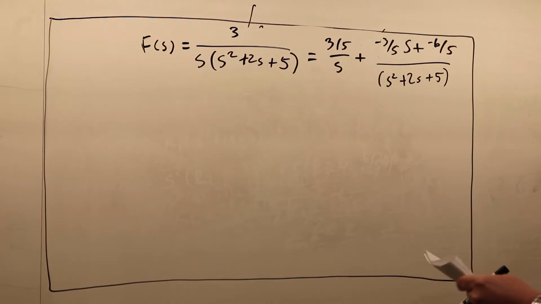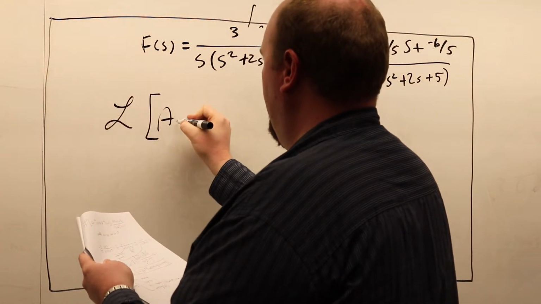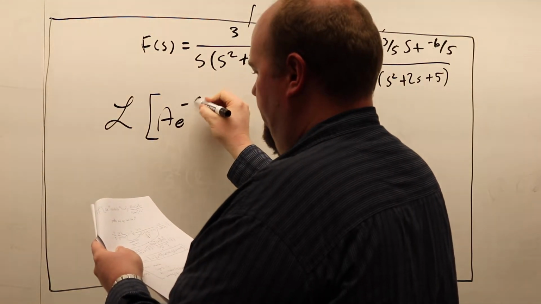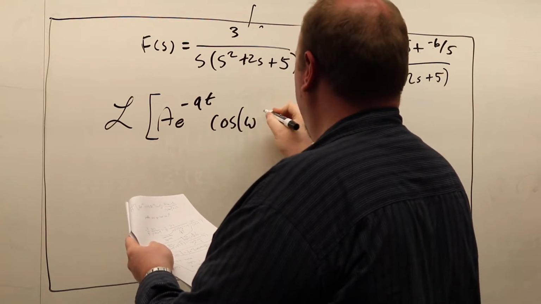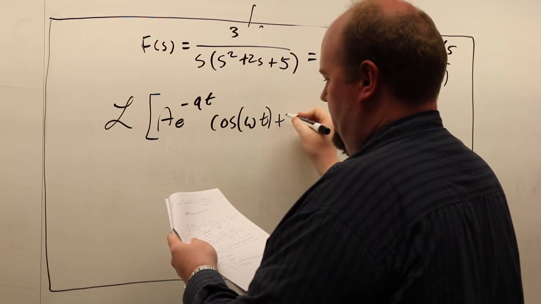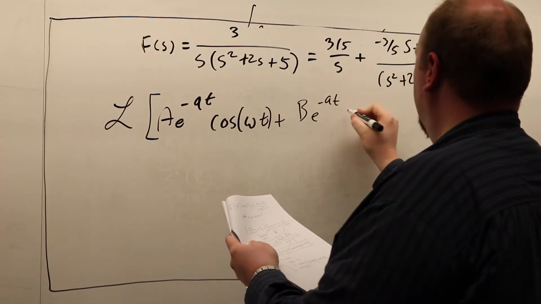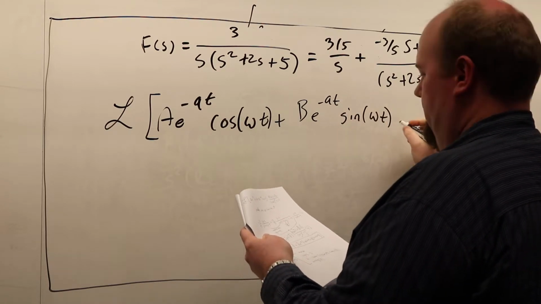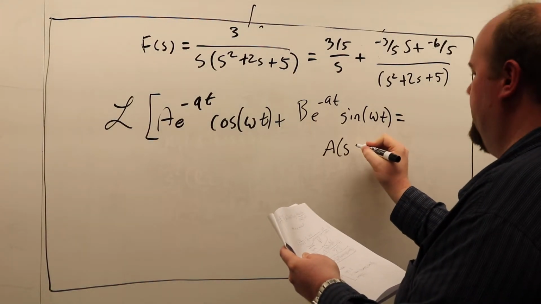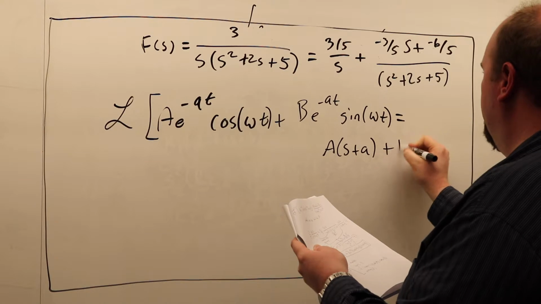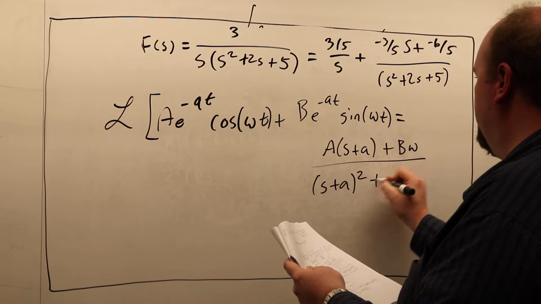And we know that the Laplace transform of a e to the negative at cosine omega t plus b e to the negative at sine omega t equals, that all equals a times (s plus a) plus b omega, over (s plus a) squared plus omega squared.